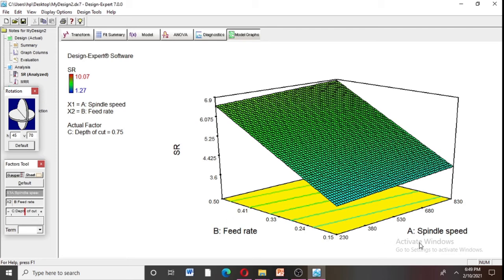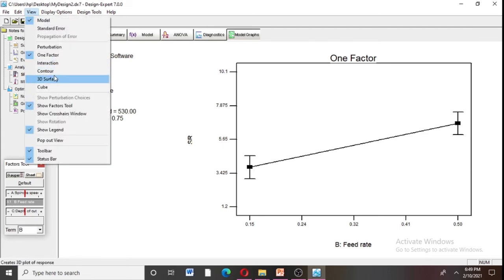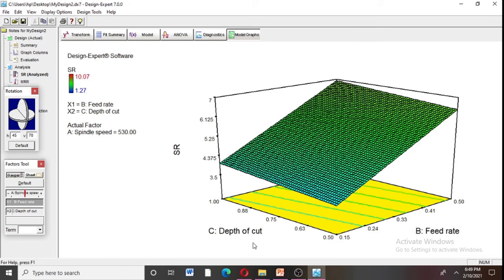Here you see only the spindle speed and feed rate information is available, but if you want to see the other parameters, you may select B, that you may refer. Convert that graph into a 3D surface. Here also depth of cut and the feed rate. Here you may get depth of cut and the feed rate values. Likewise, you may change the graph view.